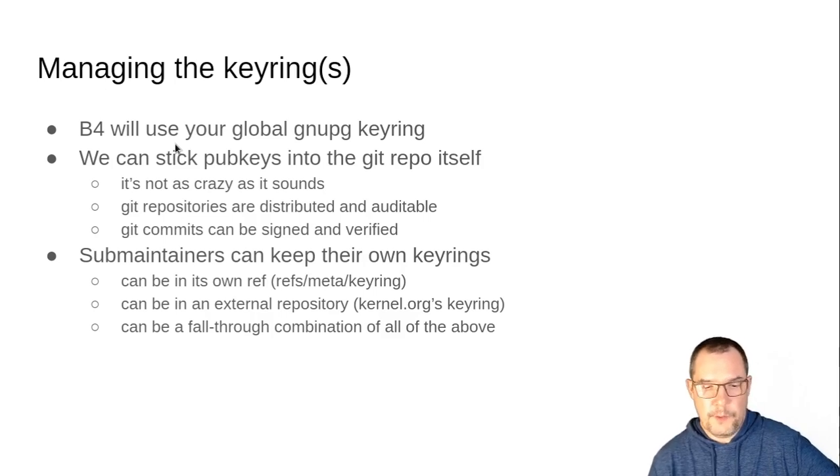So B4 will use a global GnuPG keyring. So if you already have a bunch of keys in your keyring, you don't really need to worry about re-importing them for B4 use. We will always look in the GnuPG keyring if we don't find the key elsewhere. But what I suggest is that we stick pub keys into the Git repositories themselves, right?